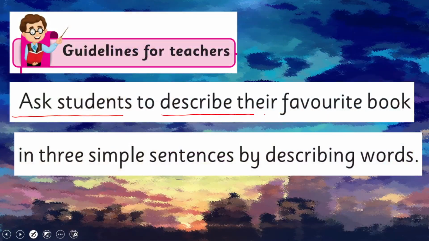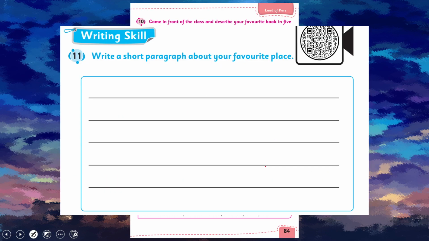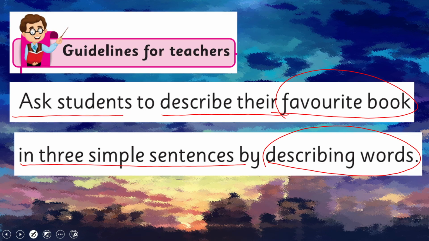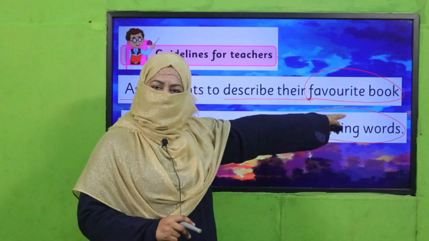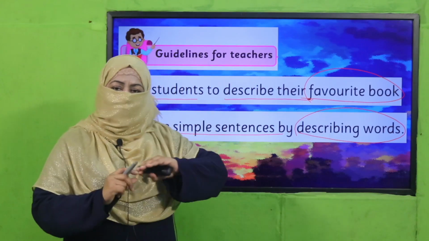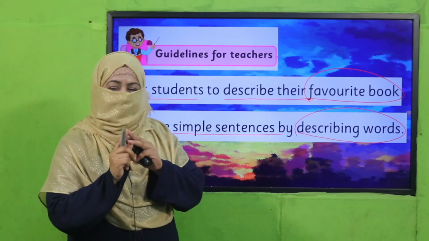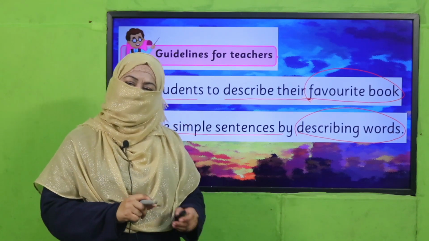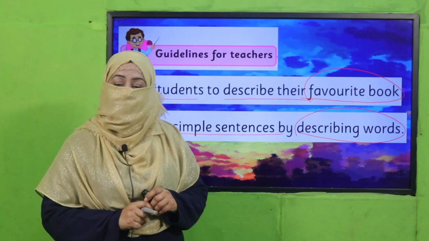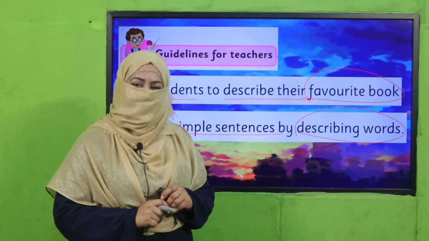Ask students to describe their favorite book in 3 simple sentences by using describing words. Okay, so what you are going to do: the object given to you is your favorite book. Now you will tell 3 sentences, every one of you. Use different describing words to tell about your favorite book. Pause the video, enjoy the activity. Every one of you will participate, and when you are done with it, kindly come back.